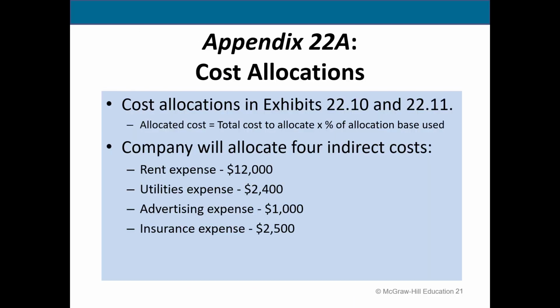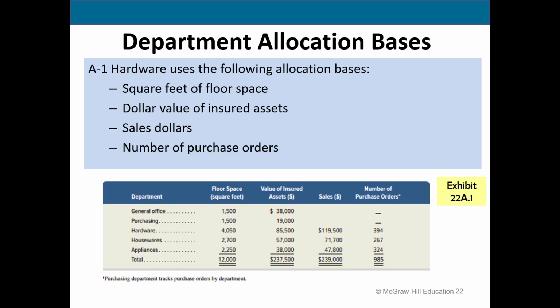This appendix will show you how to do the individual allocation calculations that we looked at previously for A1 hardware. We're using these allocation bases: floor space, dollar value of insured assets, sales dollars, and number of purchase orders. So these are the totals that we're looking at for each individual department.